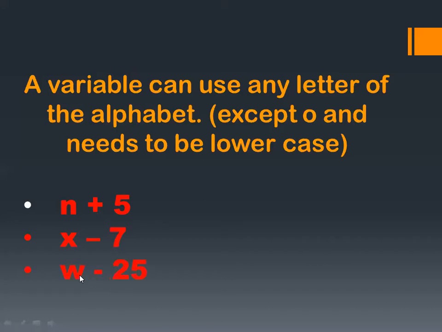Again, what is the variable here? Here the variable is w. Again, 25 is not the variable. Why is 25 not the variable? Because it is a number. You know the value of 25, but you do not know the value of a variable. Now these are the variables. Variables mean any letter.